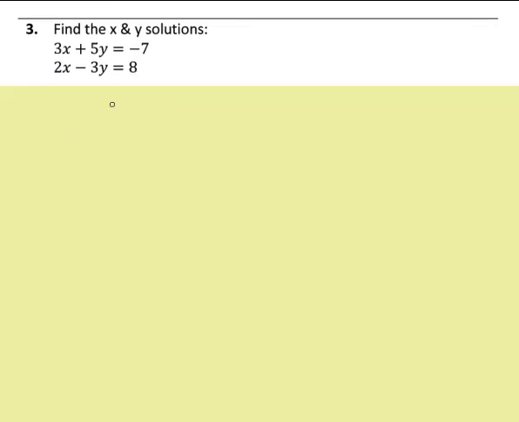In number 3, we want to find both the x and y solutions, so we just have to decide which variable to eliminate first. So let's say we eliminate x first and then solve for y. If we eliminate x first, we need the same number in the first column with opposite signs. So the smallest number that both 2 and 3 divide into is 6. So we're aiming for 6 and minus 6. That means we're going to multiply the first equation by 2, both sides, to get that 6, and the second equation by negative 3 to get that minus 6.